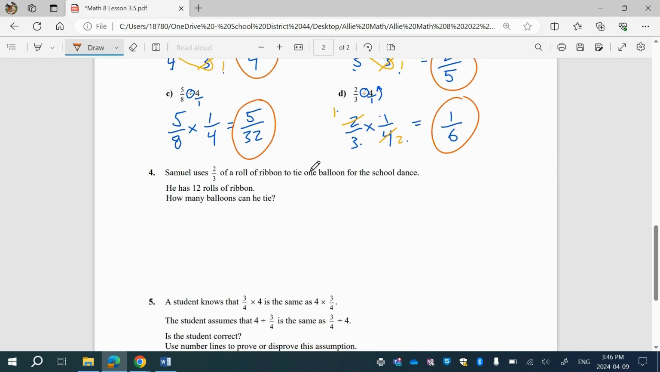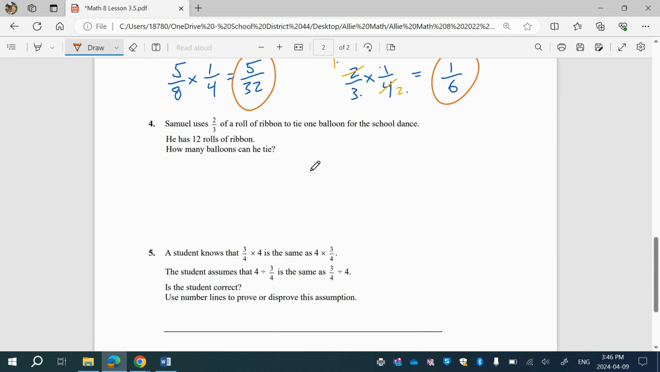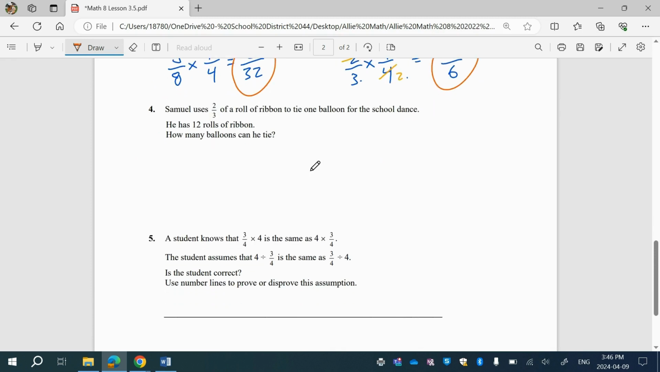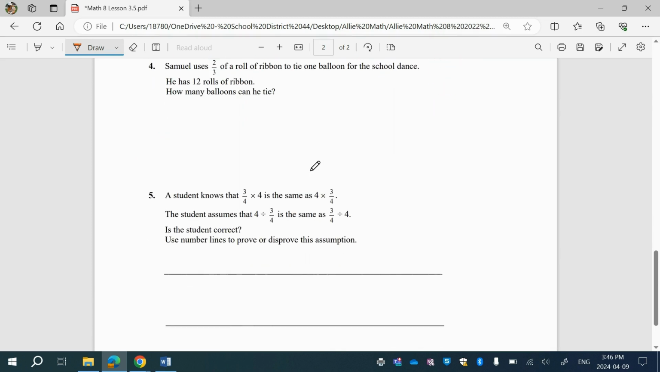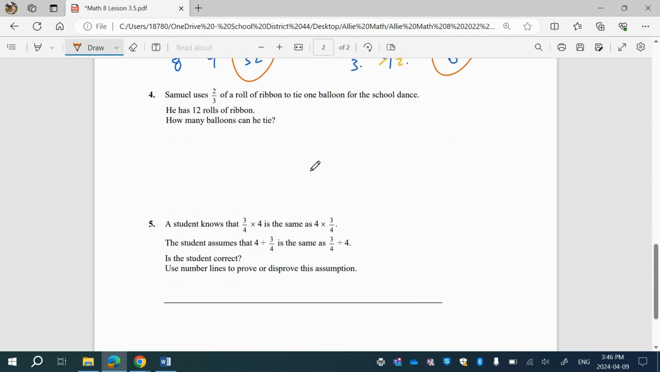So we have a couple of word problems. Okay, Samuel uses 2/3 of a roll of ribbon to tie one balloon for the school dance. He has 12 rolls of ribbon. How many balloons can he tie?